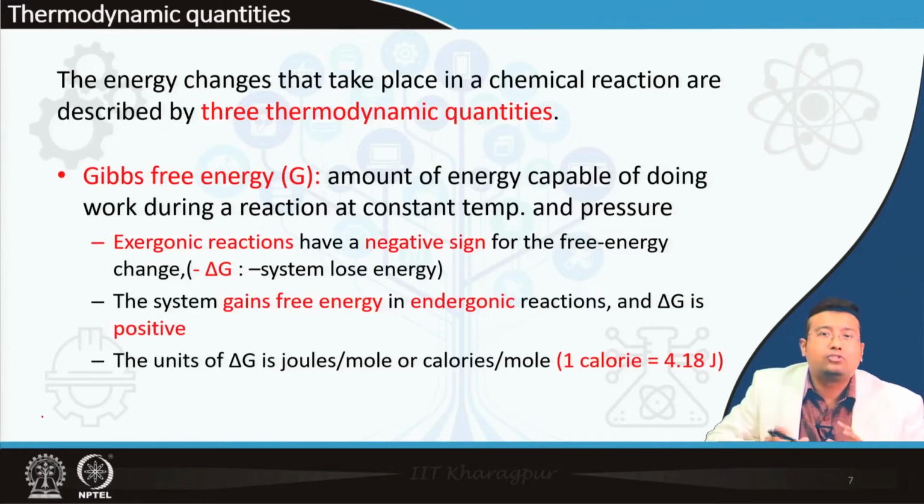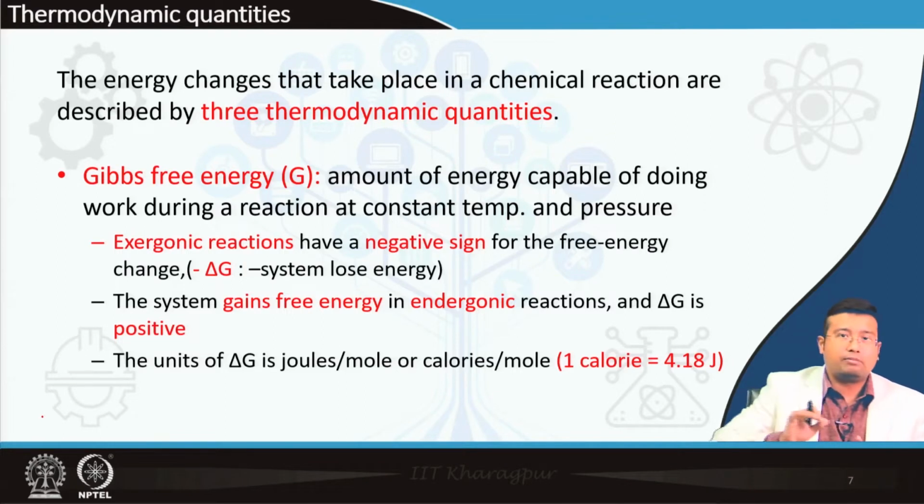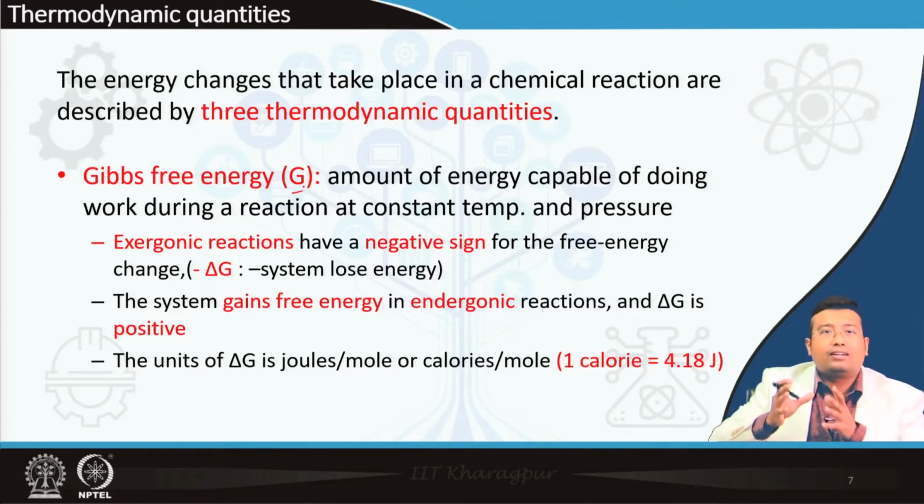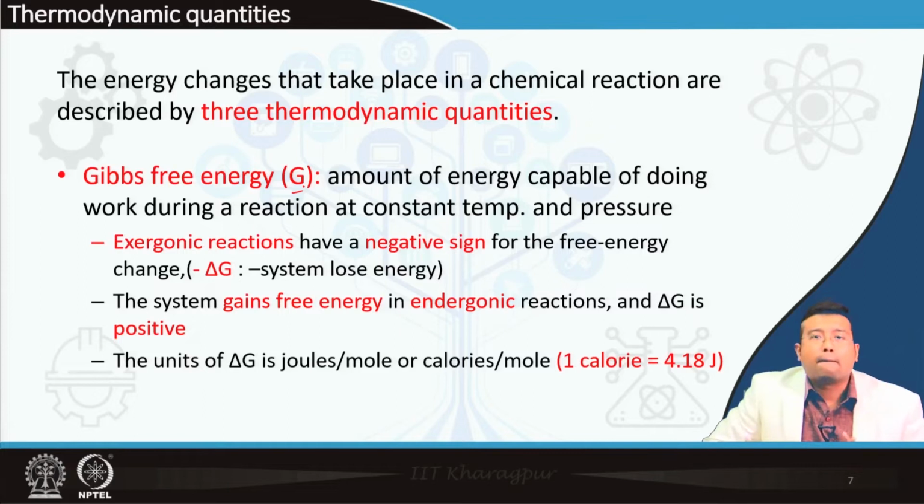Now, having known these two laws of thermodynamics, we should now understand what the thermodynamic quantities are. So, what do we mean by thermodynamic quantities? There are three thermodynamic quantities, to be very precise. The first one is Gibbs free energy. It is denoted by the capital letter G. It is the amount of energy capable of doing work in a reaction at a constant temperature and pressure.